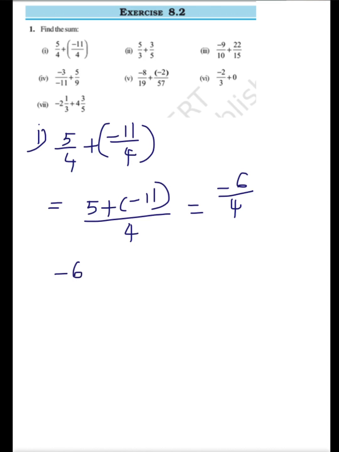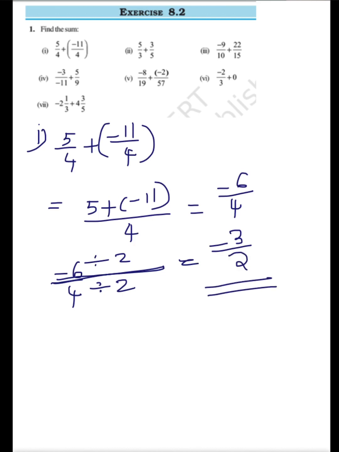Now minus 6 by 4 you can again convert it into its standard form. How? When you divide with 2, a common factor for both 6 and 4, then you will get, what is minus 6 divided by 2? It's minus 3. What is 4 divided by 2? It's 2. So our answer will be minus 3 by 2. Okay, so this is the first question's answer. Now let's see the second one.